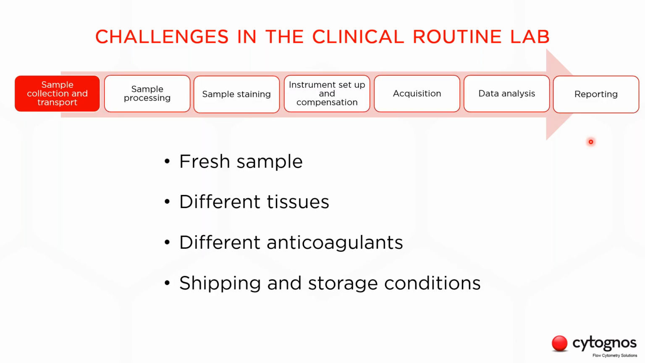So first, as we just mentioned, sample stability can be an issue because most of the time we require a fresh sample, in some cases no longer than 36 hours after collection, because then the percentage of debris increases. Also, the samples that come into the lab are very different. We can work with peripheral blood, with bone marrow, lymph nodes, etc. And they come with different anticoagulants like EDTA, heparin, etc. So they will require different shipping, storage conditions, processing time, etc. And we have to take this into account to perform the correct processing.